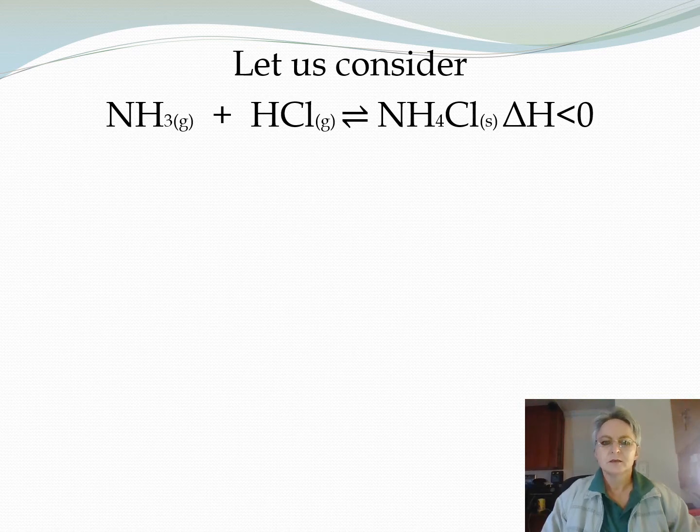Let's look at this reaction. If you take ammonia, which is actually a gas, and you mix it with hydrogen chloride, a gas, you'll get a solid forming, ammonium chloride. Now this reaction where ammonia and hydrogen chloride combines to form ammonium chloride is also exothermic, meaning that delta H is negative.